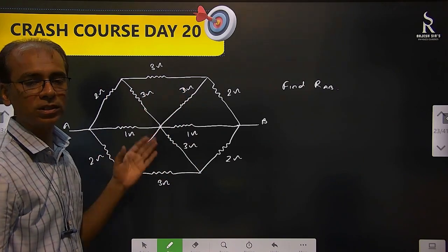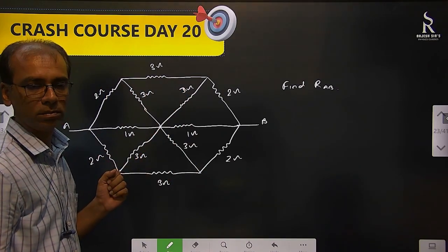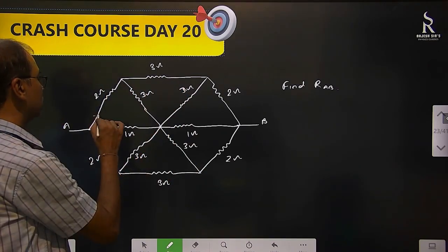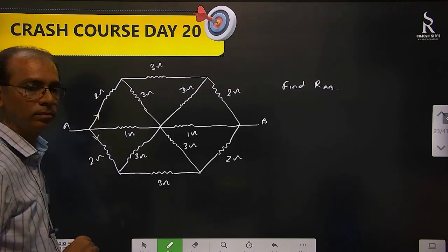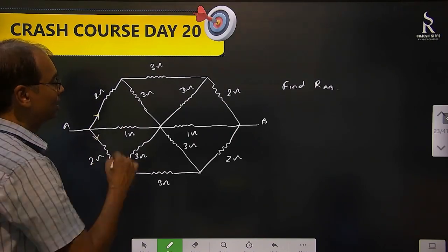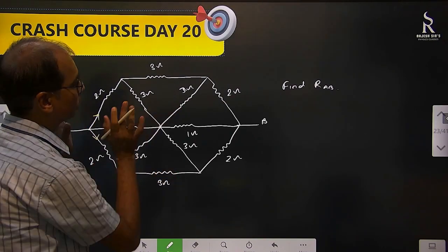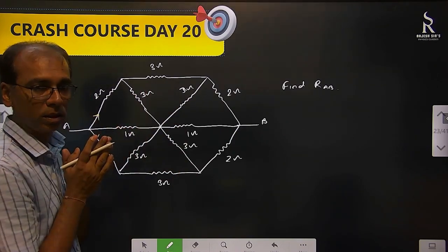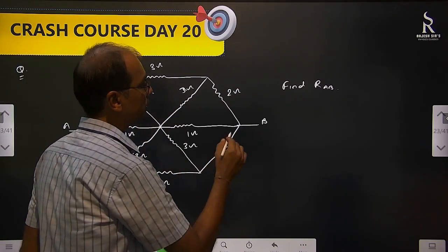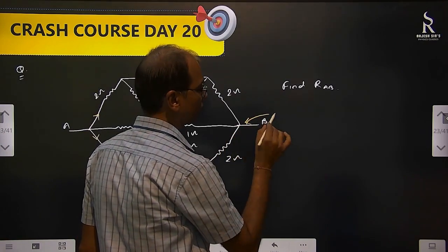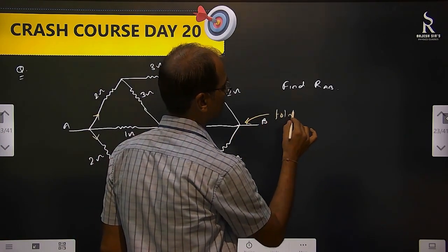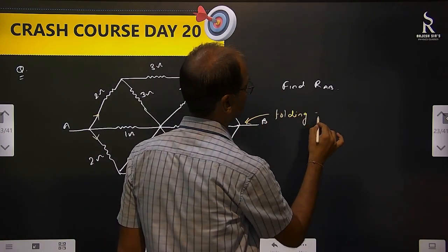You can say these are parallel. Whatever current goes here, the same current goes here. Okay, exactly similar. So you can fold it. This is folding symmetry. Folding symmetry about the line about which we have to find the resistance. This is folding symmetry.